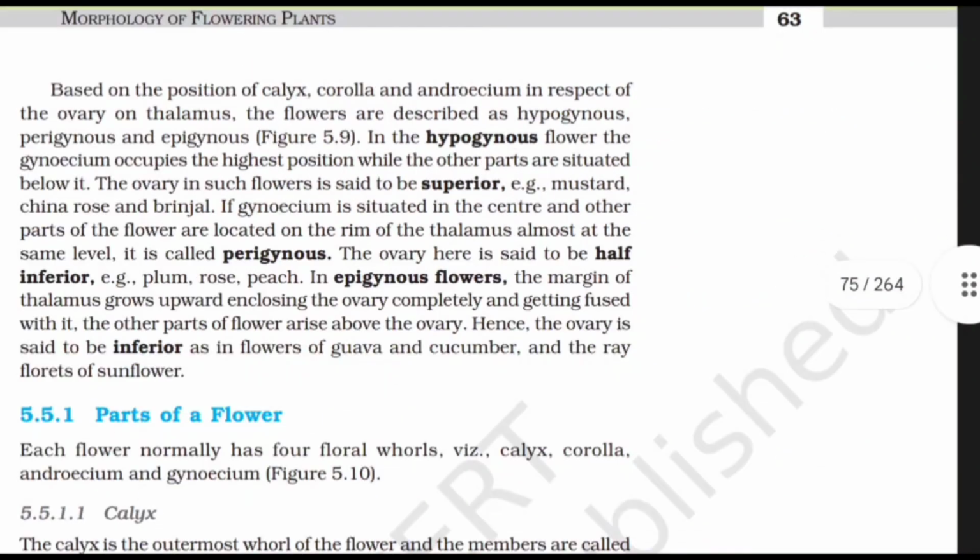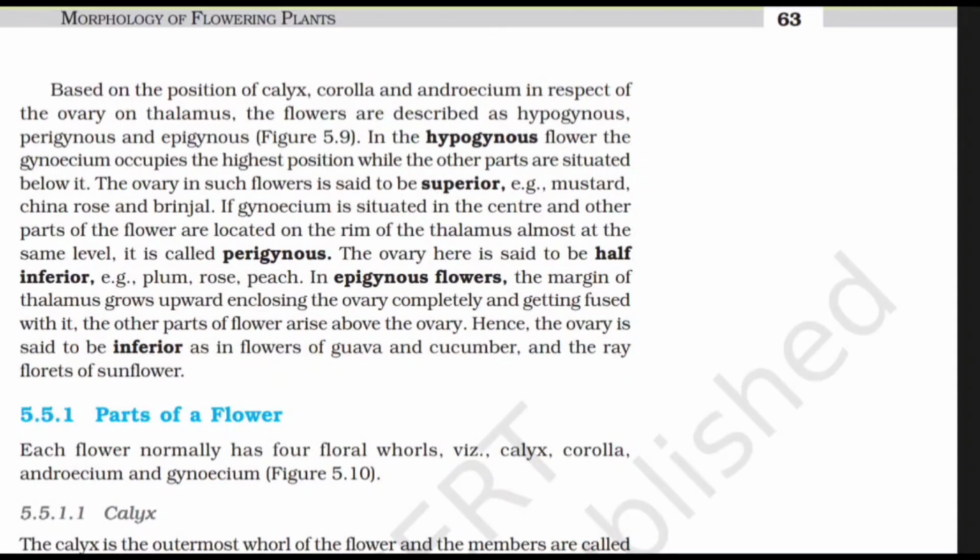Based on the position of calyx, corolla, and androecium with respect to the ovary on the thalamus, the flowers are described as hypogynous, perigynous, and epigynous. In the hypogynous flower, the gynoecium occupies the highest position while the other parts are situated below it. The ovary in such flowers is said to be superior. Example: mustard, China rose, and brinjal.